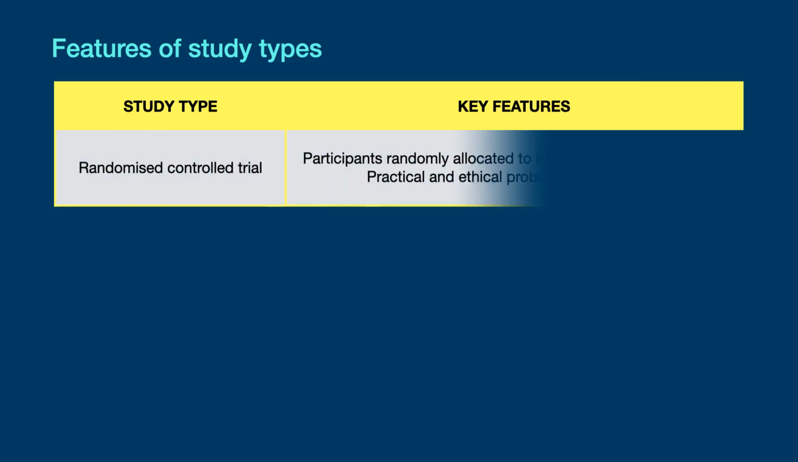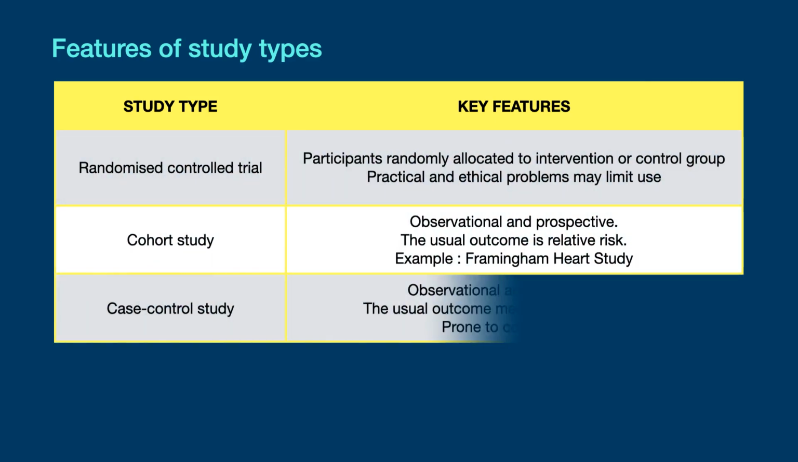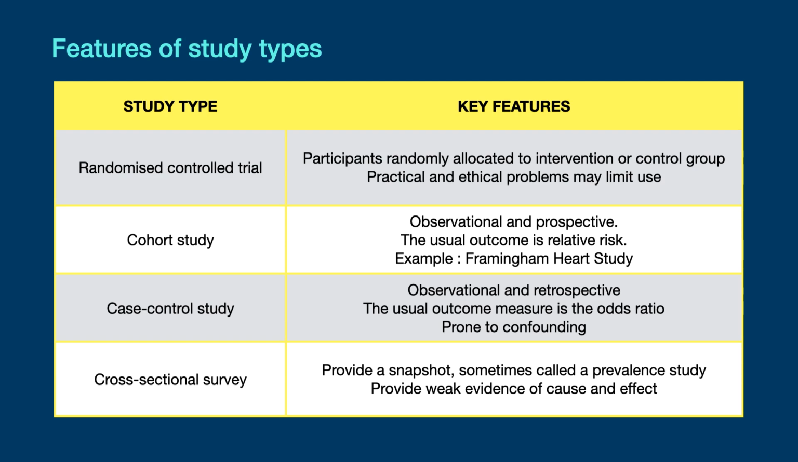This table shows the various study types and their key features. For a randomized control trial, participants are randomly allocated to an intervention or control group. Practical and ethical problems may limit the use of this trial. A cohort study is an observational and prospective study, and the usual outcome is a relative risk, for example, the Framingham Heart Study. A case control study is an observational study seen retrospectively. The usual outcome measure is the odds ratio, and this is prone to confounding.